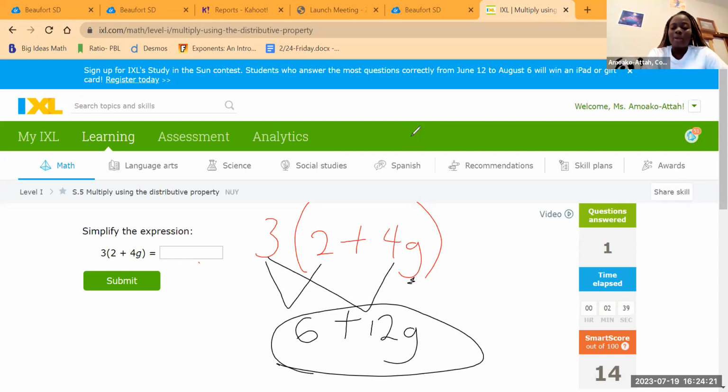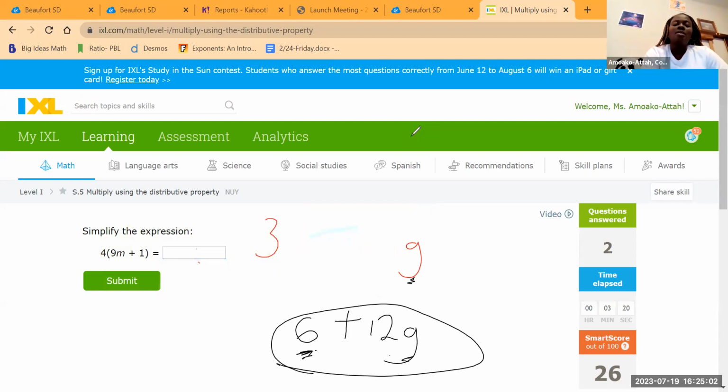Why can't you add it? Because they are not like terms. Okay, you can't add bananas and mangoes together. You have to sort them out. So they are not like terms. This one has no g attached to it, so this is a constant. This is a coefficient in a variable. You can't add them together. So your final answer here will give you 6 plus 12g. Guys, are you correct? Oh, great job. You guys are doing amazing. Keep it up.